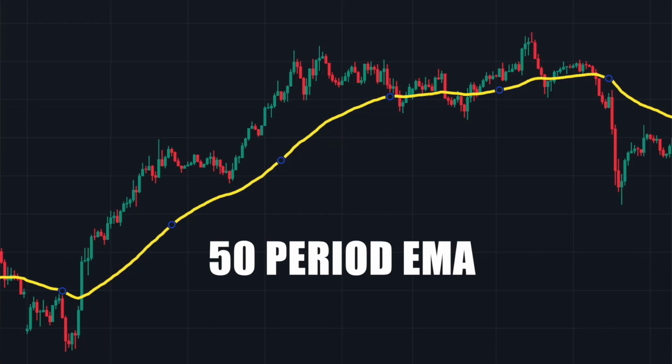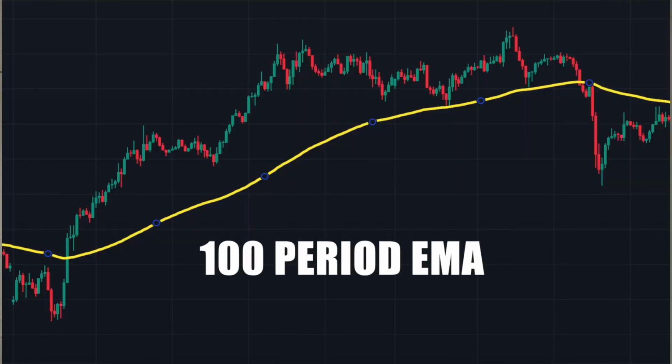You might also see a 50 EMA. This is more in the middle, definitely getting to be a slower EMA, and you're often going to see this as like a middle point to take a look at. When you see a 100 EMA or a 200 EMA, we're talking about long-term trends. These are slow EMAs.